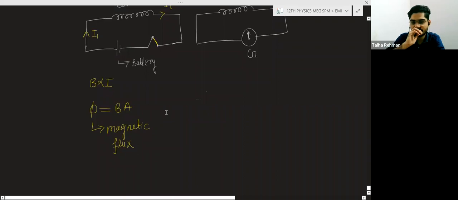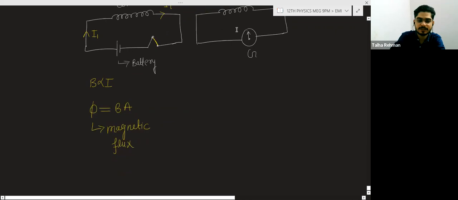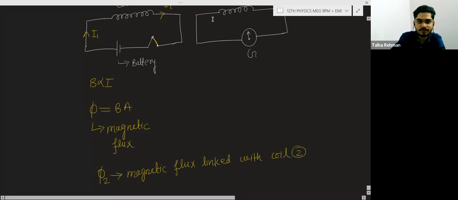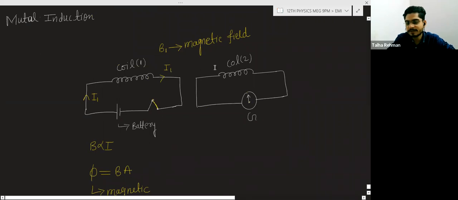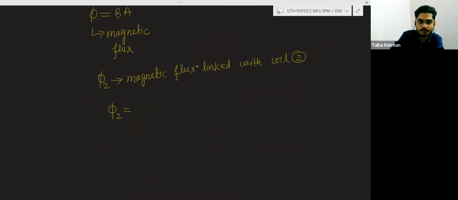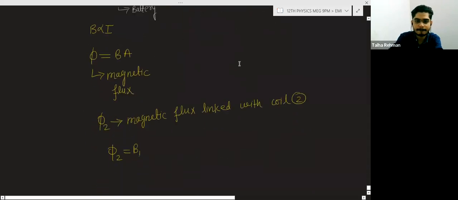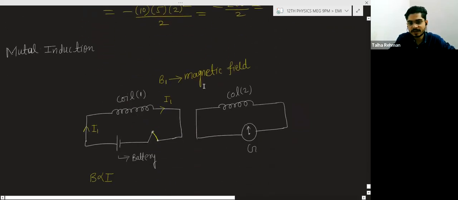As the magnetic field increases, the magnetic flux linked with coil 2 will increase. Suppose phi 2 is the magnetic flux linked with coil number 2. So the formula for phi 2 will be this magnetic field B1. This magnetic field will be here also. Here the magnetic field is produced. So B1 into area of this coil, A2. A2 is the area of coil 2. So this will be phi 2, the magnetic flux linked with coil number 2.